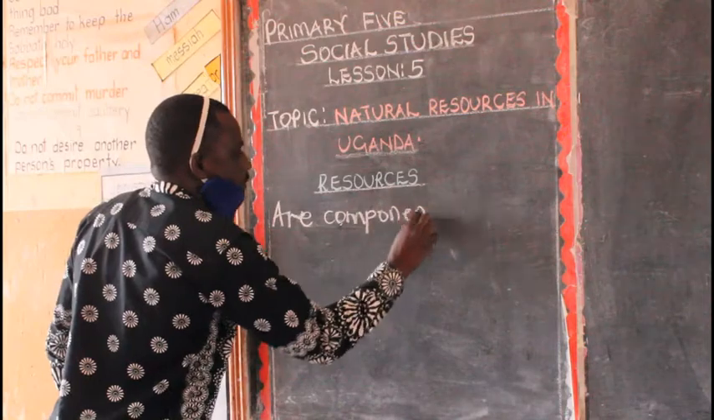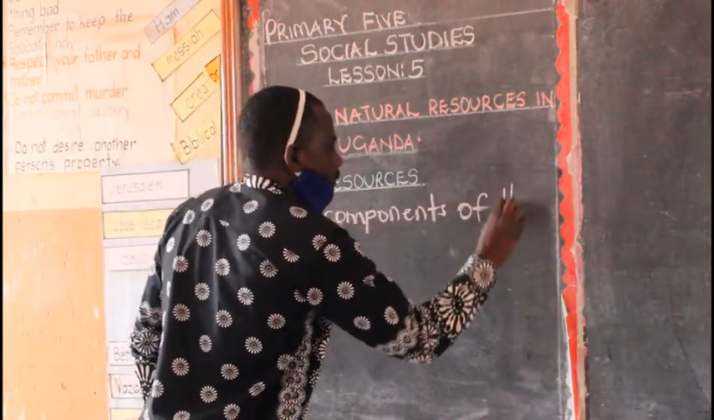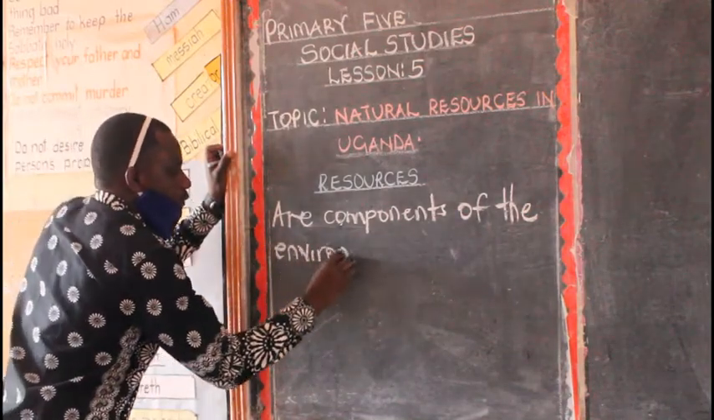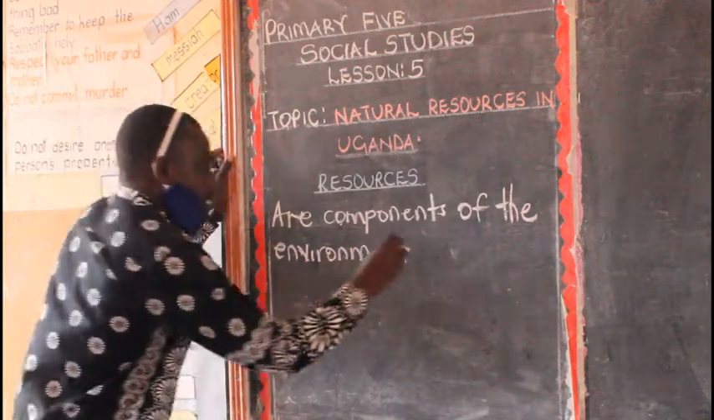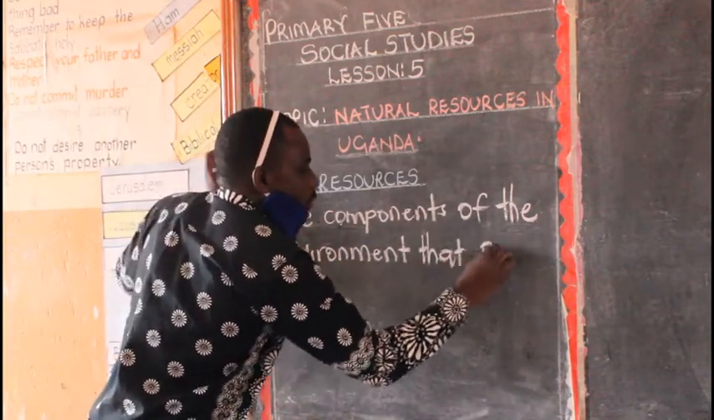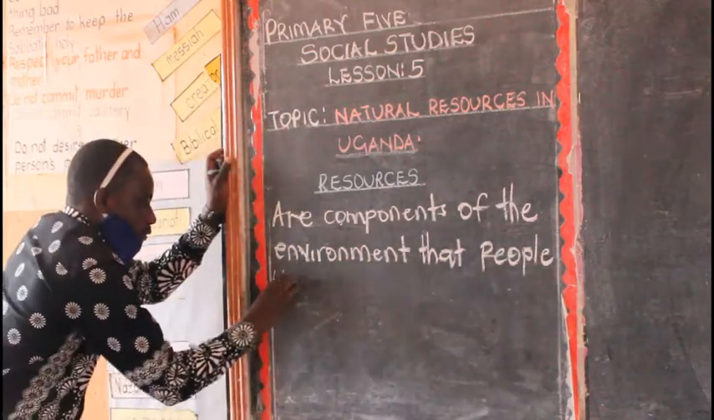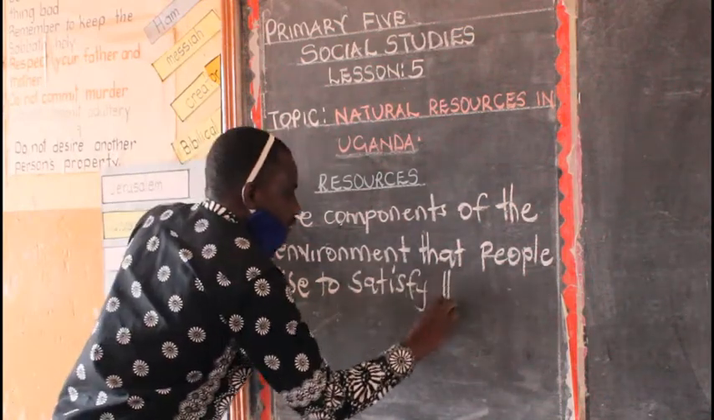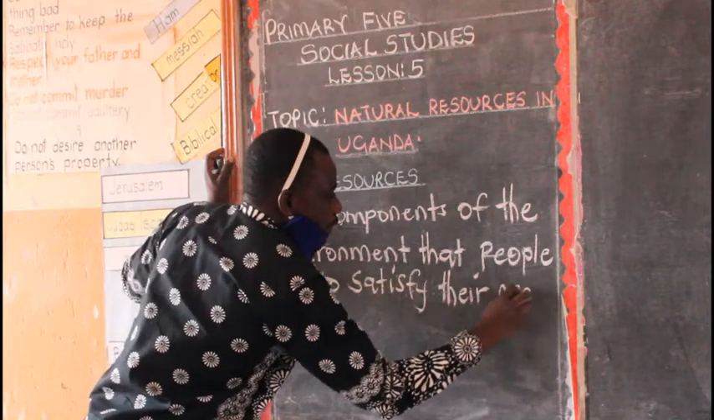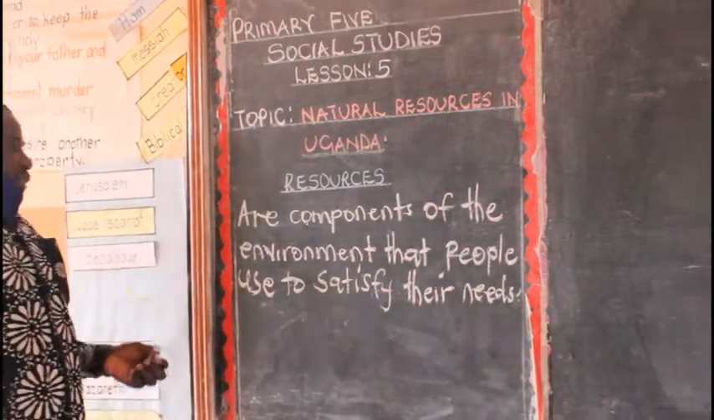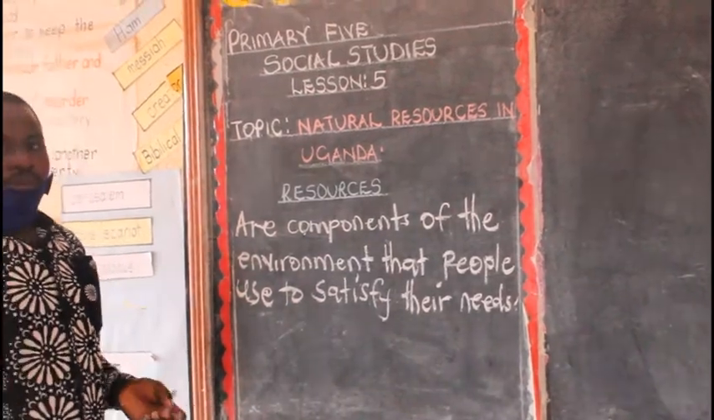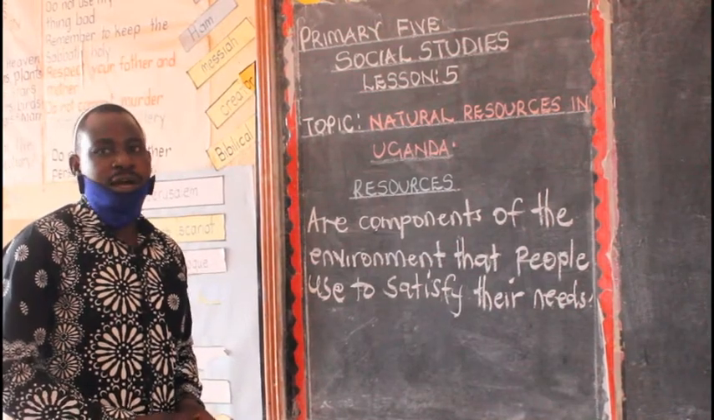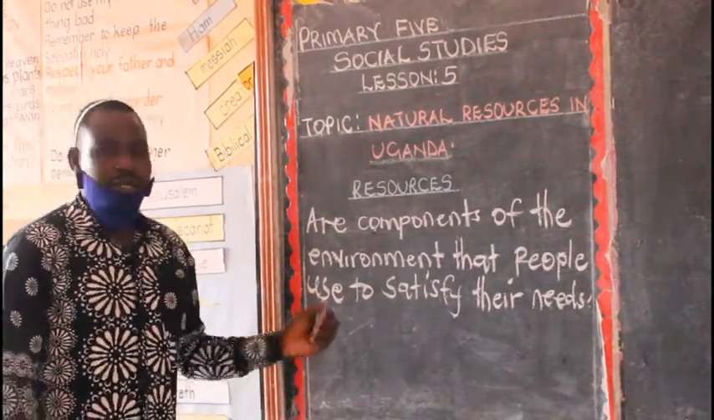So we are saying that resources are components of the environment that people use to satisfy their needs. Or you can say that resources are things in our environment that people use to get their needs.